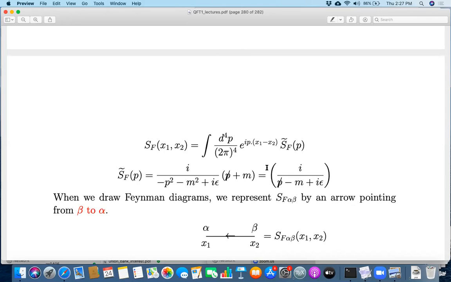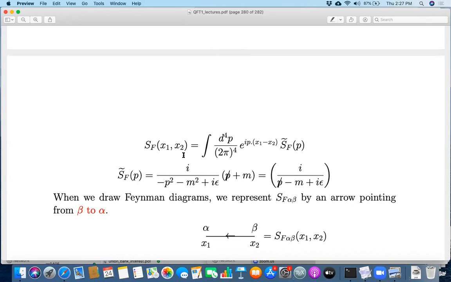This is the analog of what we had defined for the Klein-Gordon theory as delta F tilde, or for electromagnetism as D tilde. You remember we had defined D tilde mu nu or delta F tilde. So this S F tilde is the analog of that, and SF is the analog of delta F, or D mu nu.